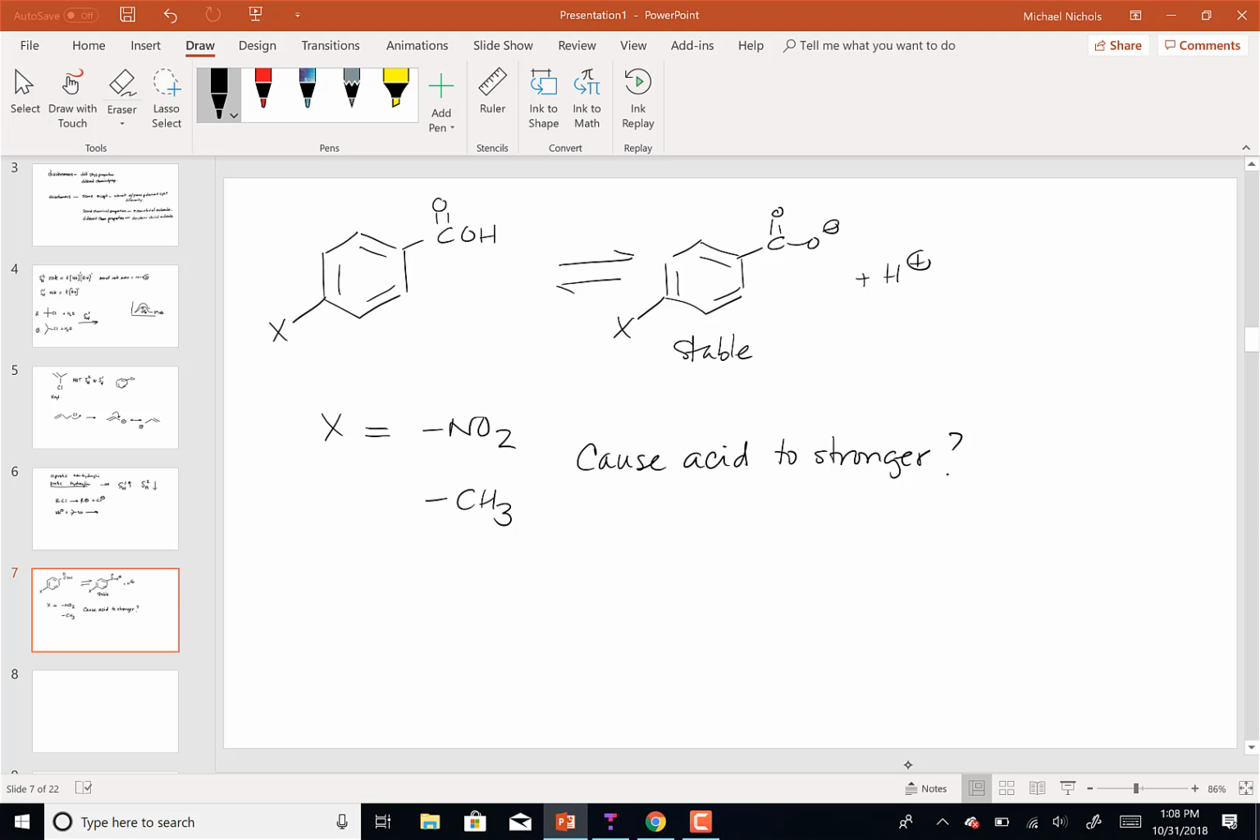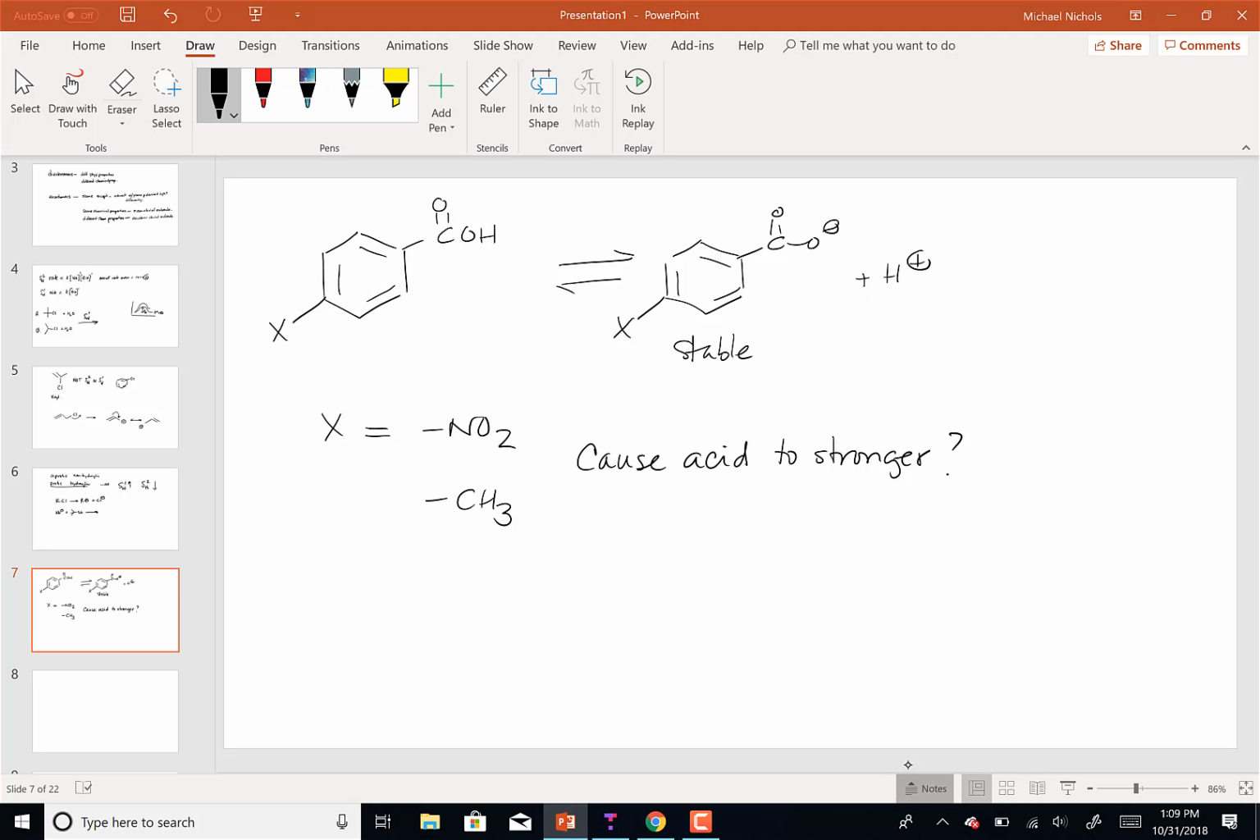Now, the question of spreading out the charge. When you have something that has a negative charge, what do you want to do? You want to spread the charge out. You want to pull that charge away from the carboxylate, which is the deprotonated carboxylic acid. So then the question is, which one of these 2 groups is going to pull that electron density towards it? Is it going to be a nitro group or a methyl group?